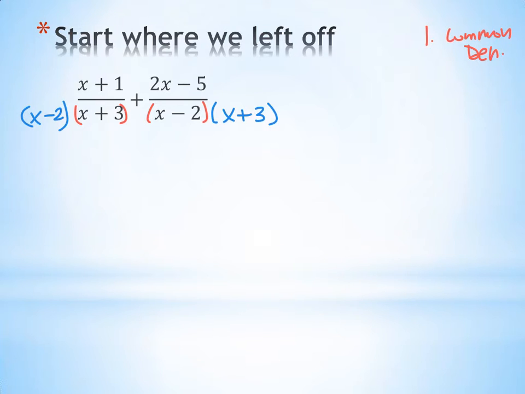Now from that, what we have to do is whatever we do to the bottom, we have to make sure that we do to the top. So we would multiply both of these by x minus 2. Now these are going to be in parentheses. Now this is going to be the toughest spot here.